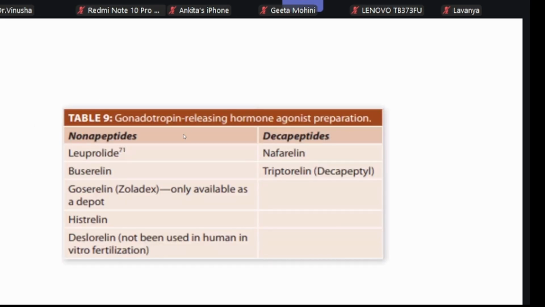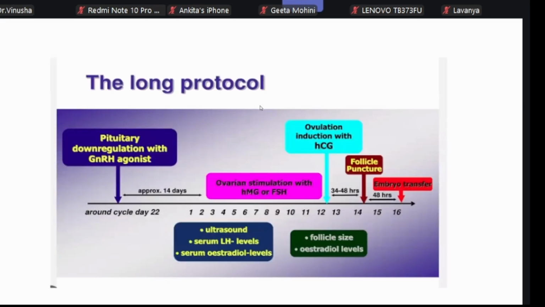The agonist preparations which are available are leuprolide, goserelin, buserelin, and decapeptyl, that is triptorelin. The drugs which we are using are leuprolide and decapeptyl, that is triptorelin. So this is the long protocol.